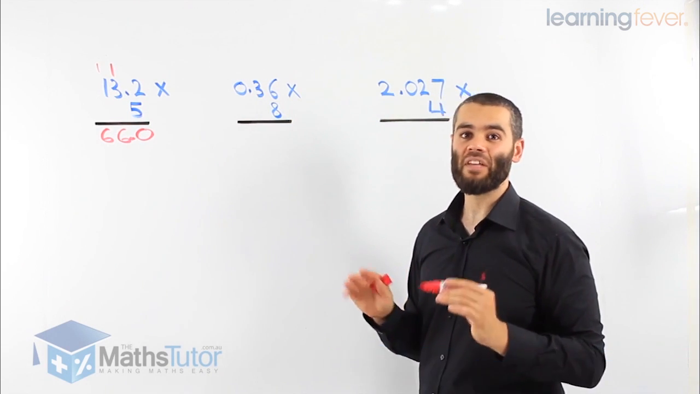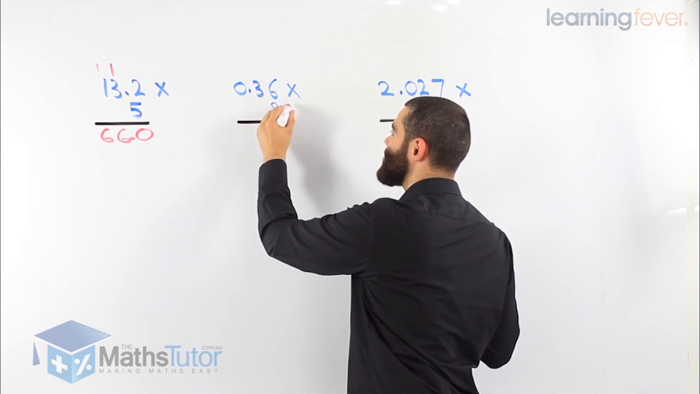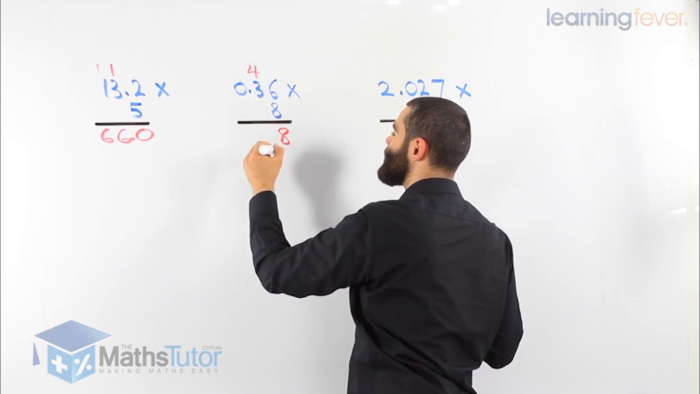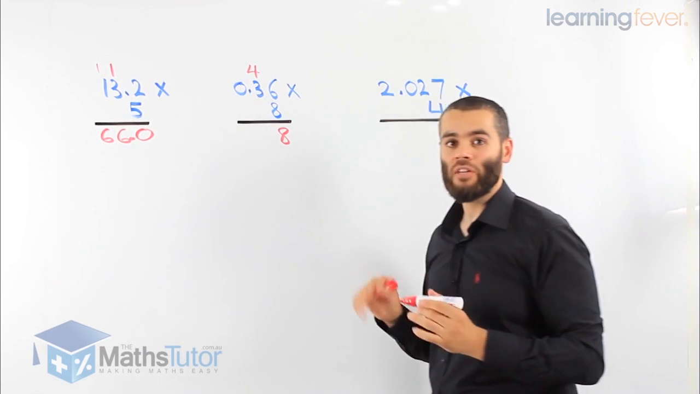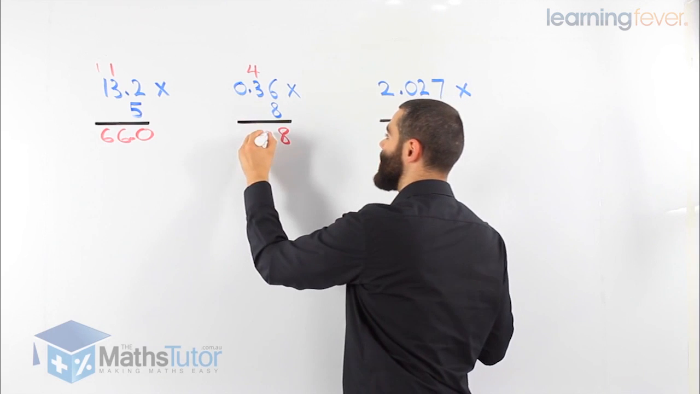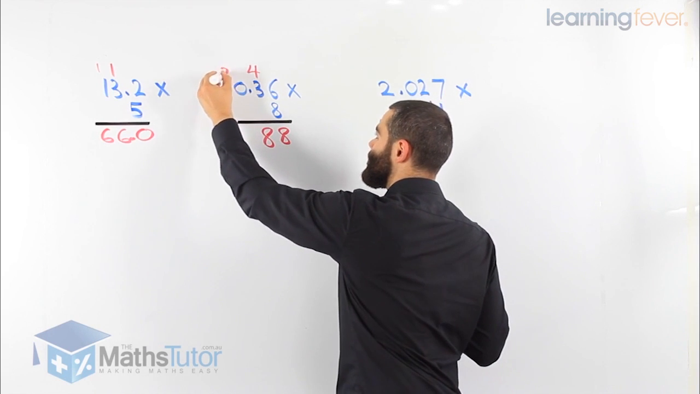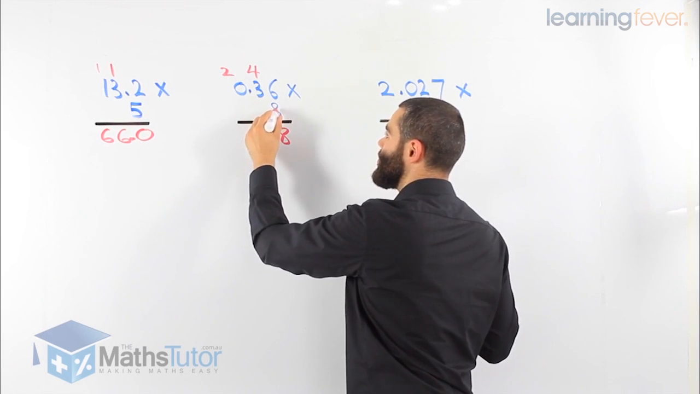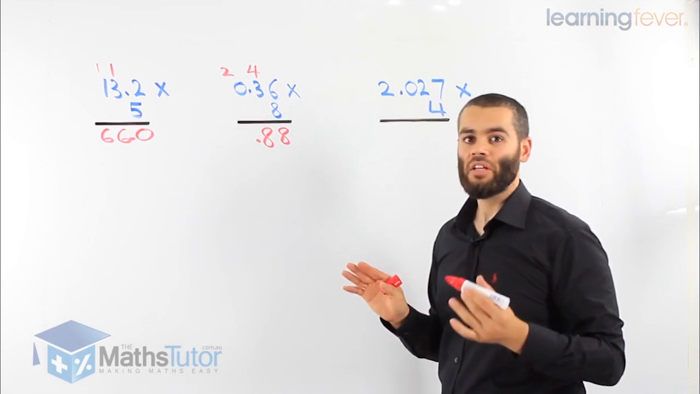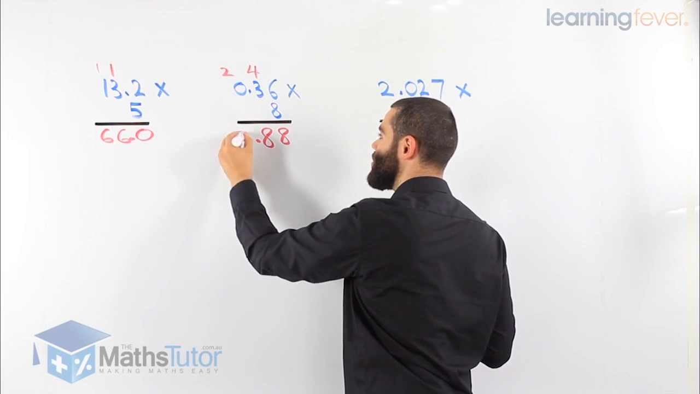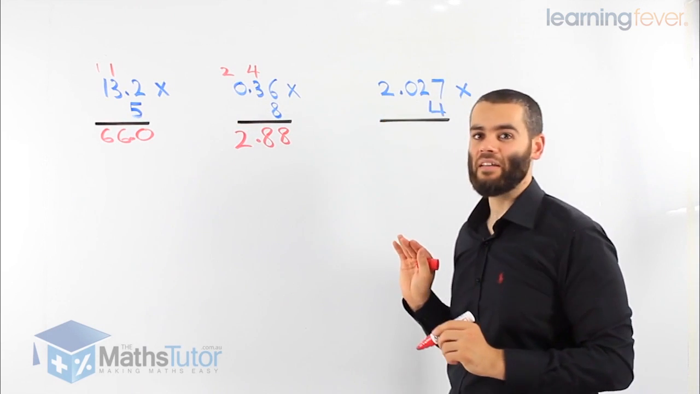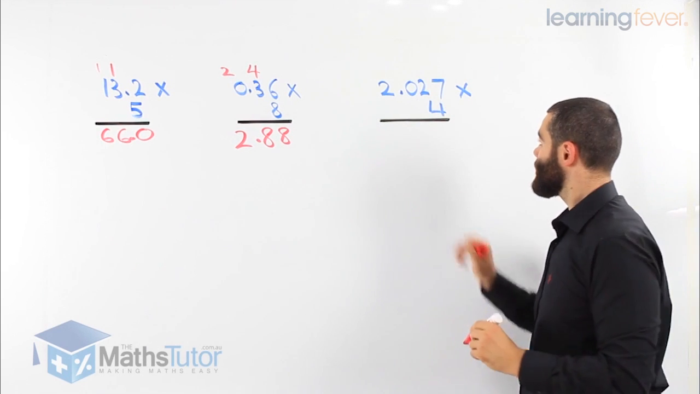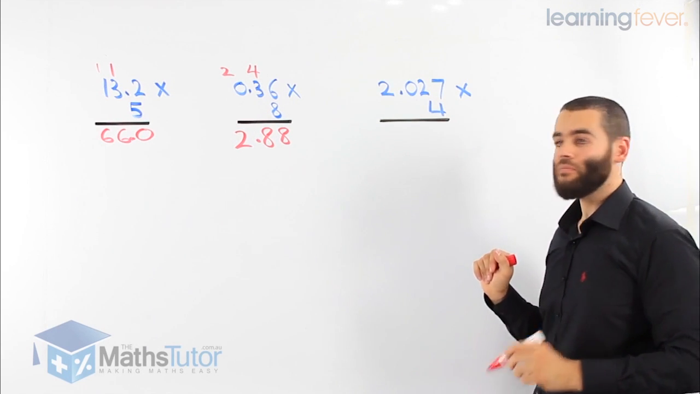This example here, 0.36 times 8. 8 is a whole number. 8 times 6 is 48, carry the 4. 8 times 3, 24, plus the 4, 28. We have to remember, we put the point down since we're up to it. 8 times 0 is 0, plus the 2, 2.88.